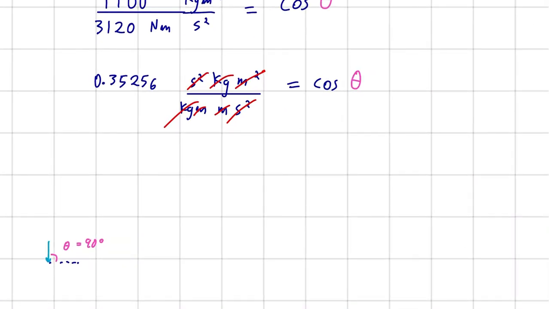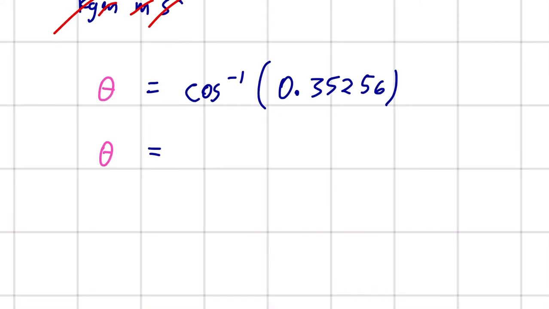So we're just about done here. To isolate for theta, we have to do the cos inverse. So theta is equal to the inverse cos of 0.3265. So theta is equal to, and plug this in your calculator. Remember to put your calculator in degrees. 69.35577 degrees, and this just keeps on going.